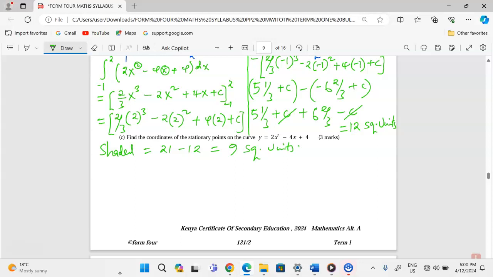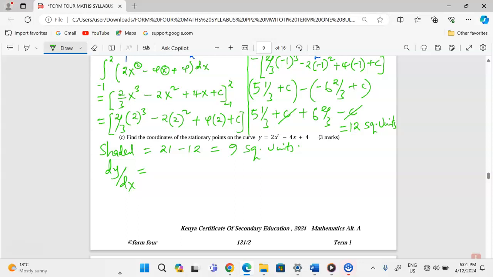After this, we can talk about the last part. Find the coordinates of the stationary points on the curve y equals 2x squared minus 4x plus 4. Remember, this is a quadratic curve, so it has only one turning point. And we usually say at the turning point, the gradient of a curve is 0. So the first thing we do here is to get the gradient function of the curve, dy/dx, to differentiate y with respect to x.